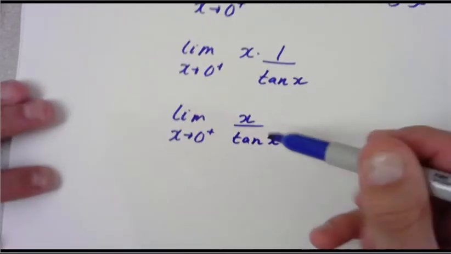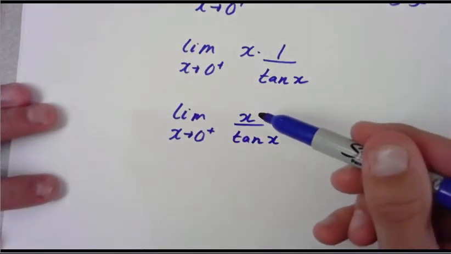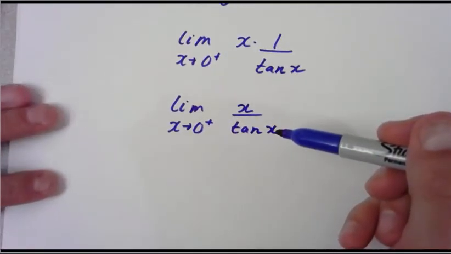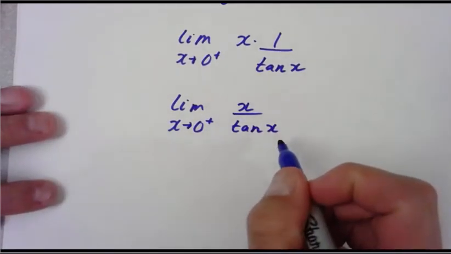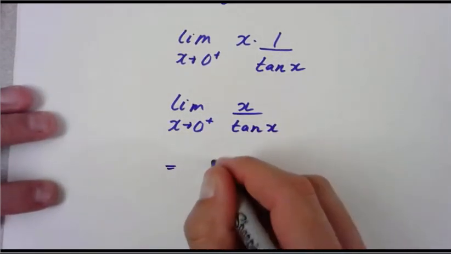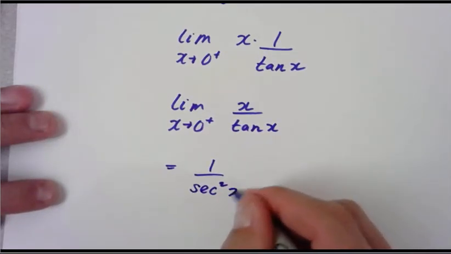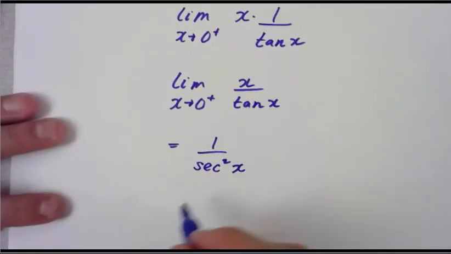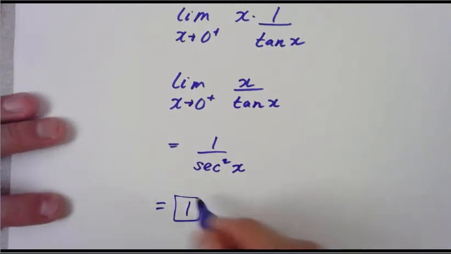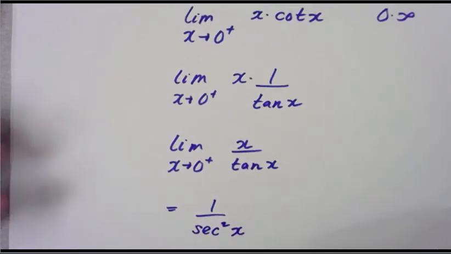Now, if we're going to 0 from the right, we're getting really close to 0. It's 0 over 0. And what I'll do now is just take the derivative. So I have 1 over secant squared of x. And so when I plug in a number very close to 0, this actually also becomes 1. So that's using L'Hopital's rule to find limits of expressions.